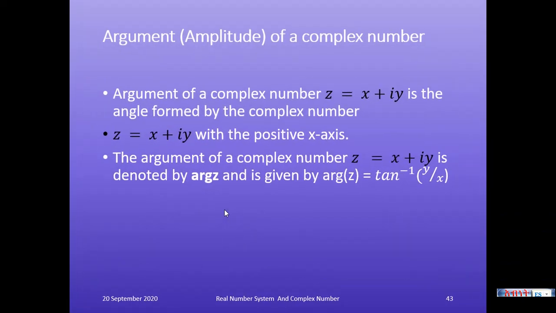And the next point is the argument or amplitude of a complex number. Amplitude is nothing but an angle between x and y. The argument of a complex number z equals x plus iy is the angle formed by the complex number. In trigonometric functions, you know that tan theta is equal to y over x. So theta, or the argument of the complex number, will be tan inverse of y over x. This is very simple.